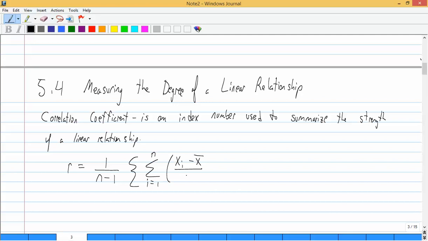over s sub x. This is a lowercase s, so that stands for sample standard deviation, and it's the sample standard deviation of the x. All right? And then we have y sub i minus y bar over s sub y.